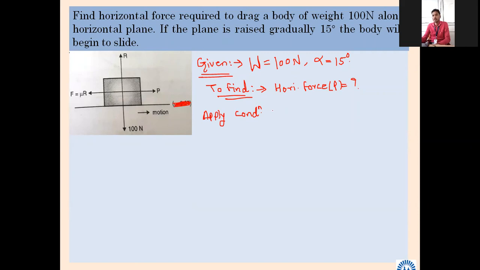We will see. Just wait. Apply conditions. Summation Fx equal to 0. We know. So what will happen? P minus F equal to 0. Both are unknown. P is not known. Mu is not known. Whether R is known to us?